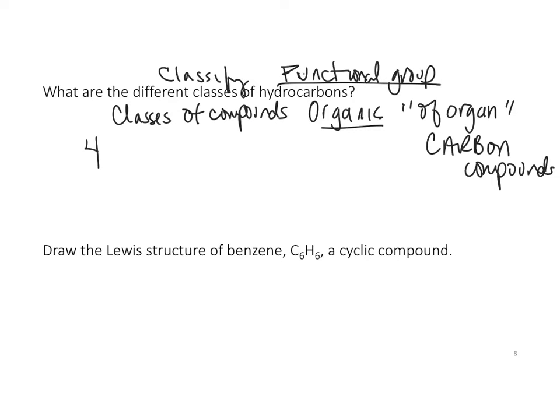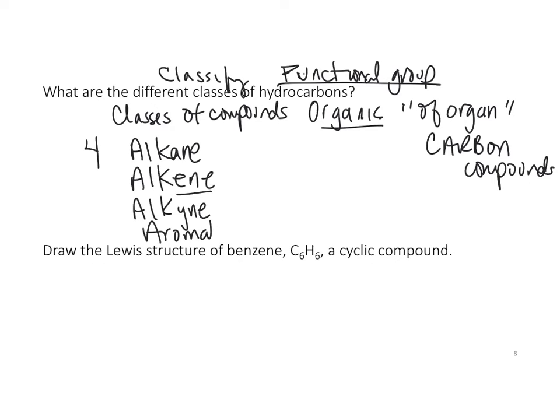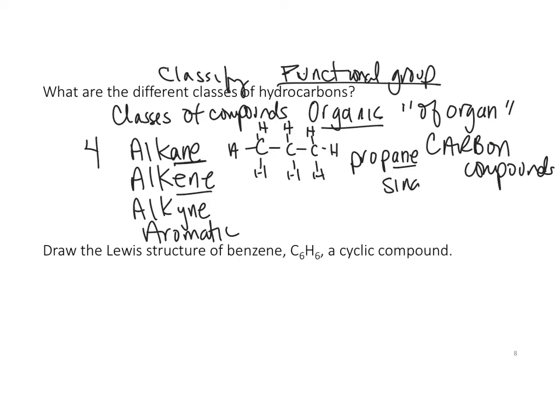Hydrocarbons, there's 4 classes of hydrocarbons. There are the alkane, the alkene, E-N-E, and the alkyne, and the aromatic. An example of an alkane is your gasoline, octane, and this is propane. So propane gas, propane, see the A-N-E, alkane, they're just single bonds.